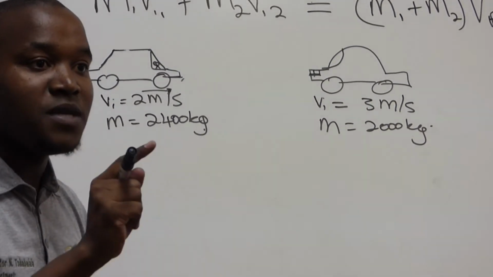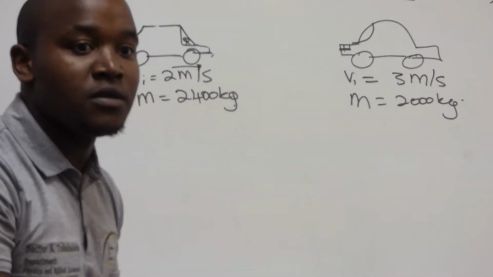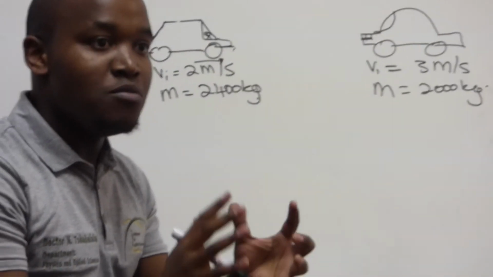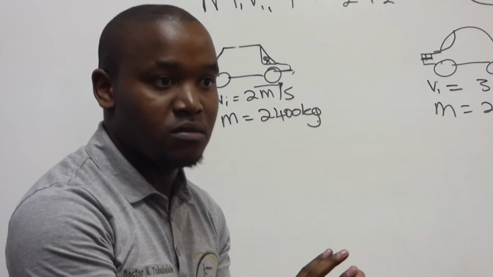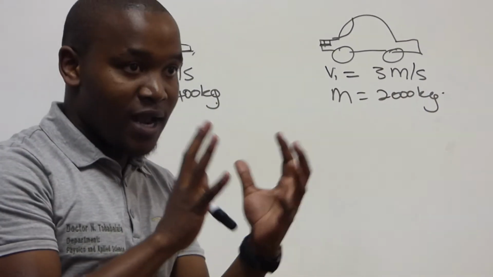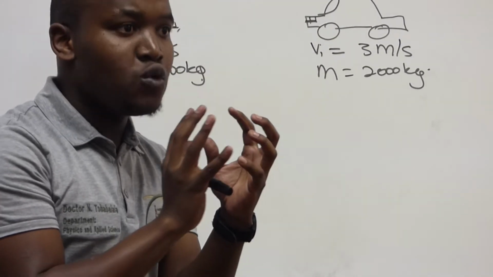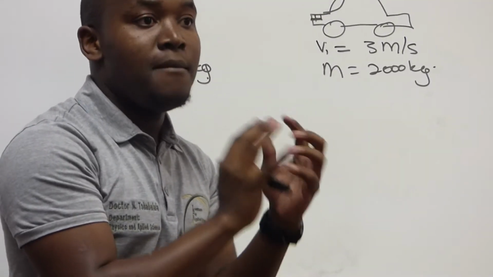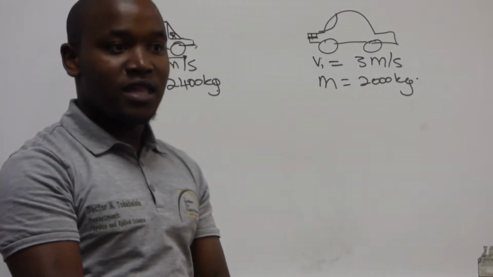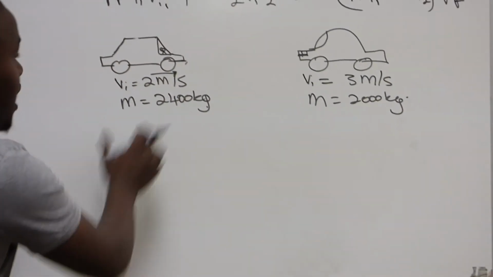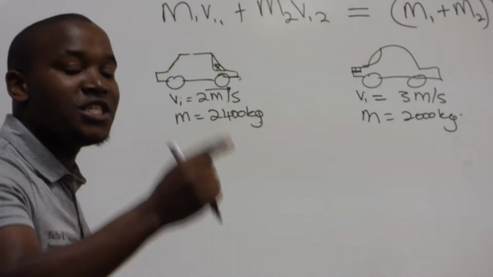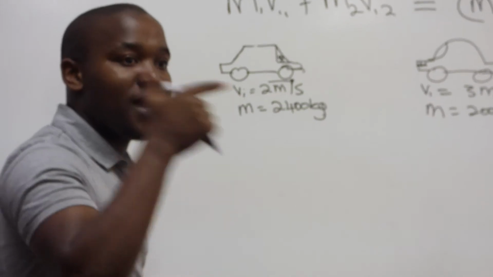But the examiner has to specify what happens after collision. Now I'm telling you that after collision, they'll couple and move together with the same velocity. My question is therefore to calculate the final velocity after that collision. Velocity is a vector, so you have to denote direction by either plus or minus.